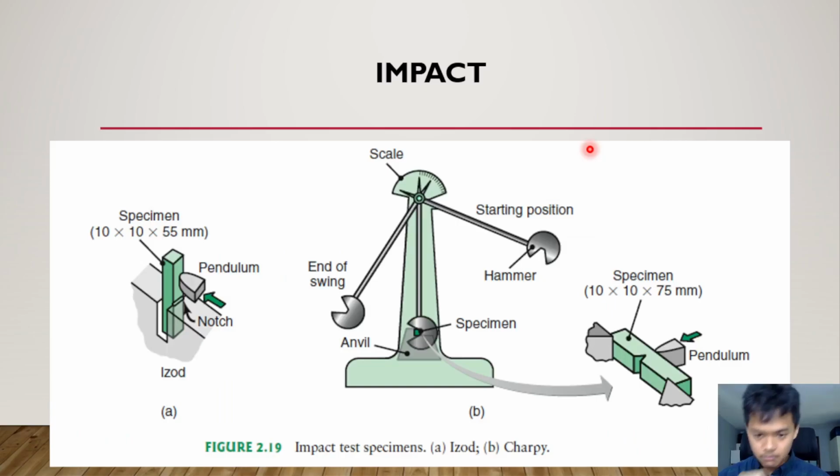Next, we have impact. In this impact test, there are two main methods of doing it. First, we got the Izod test, and then we got the Charpy test. So what's the difference? In the Izod test, as seen here, the specimen is held standing up, with one of its sides held. Whereas in a Charpy test, the specimen is laid down, with two of its sides held.